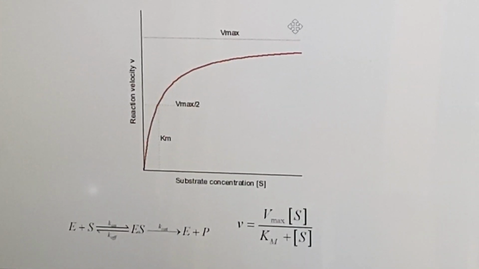So from your experimental data, you'll be able to see Vmax, and then Km is the substrate concentration at half Vmax, where it hits the x-axis. And then those will be your initial guesses into your nonlinear regression.